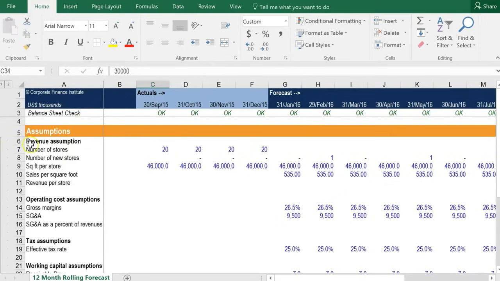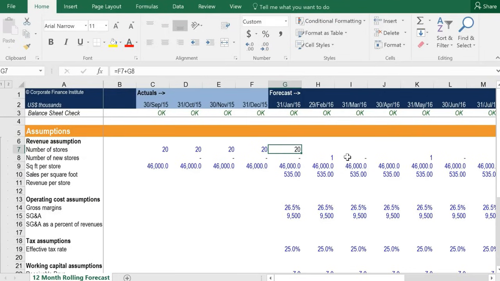So let's start at the top of the assumptions section here. This is a retail operation driven by number of stores. So what we're going to do is set the formula for number of stores going forward to be equal to last month's number of stores plus any new stores that were opened or closed in the month.